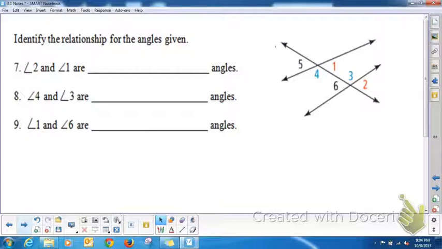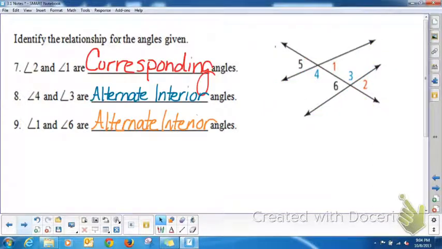Identify the relationships for these given angles. So you notice the lines are a little bit tilted. These lines are still the lines cut by the transversal. Take a minute and see if you can identify these relationships and then check your answers.